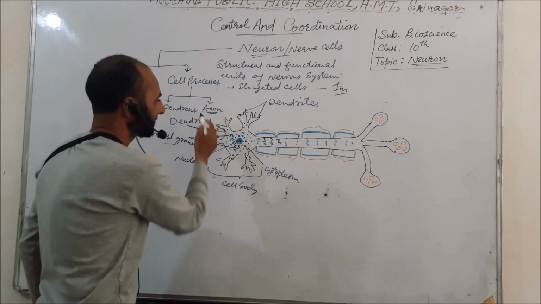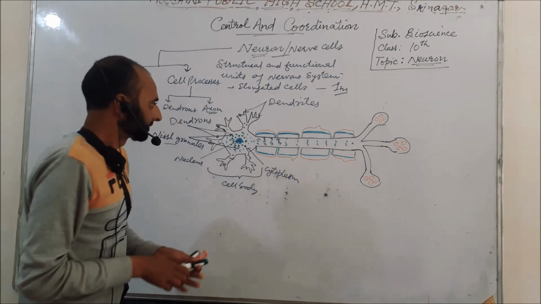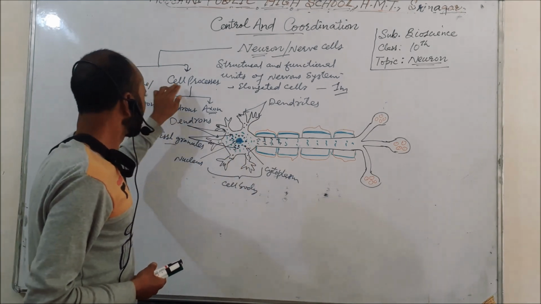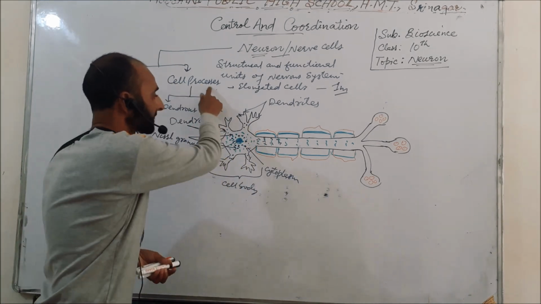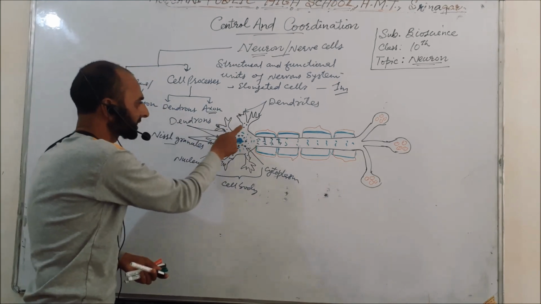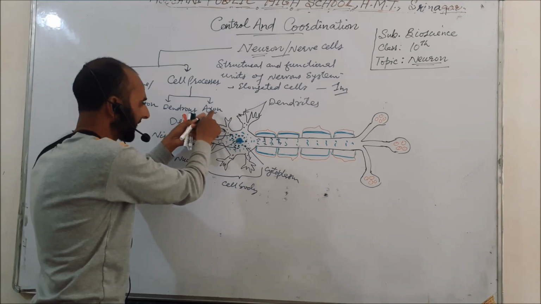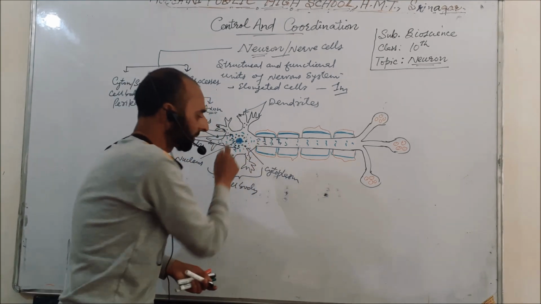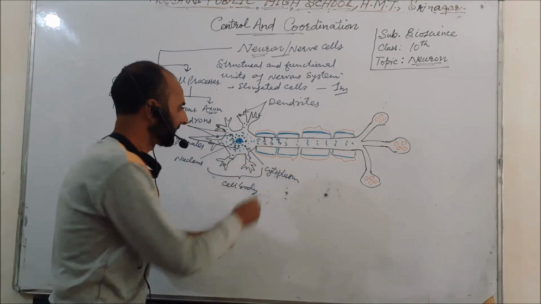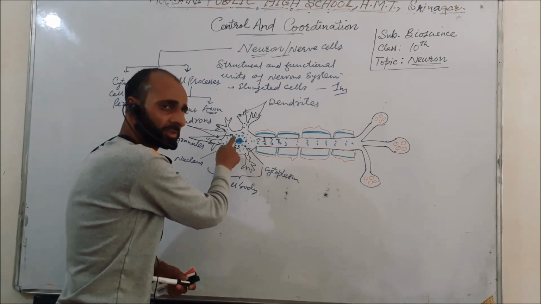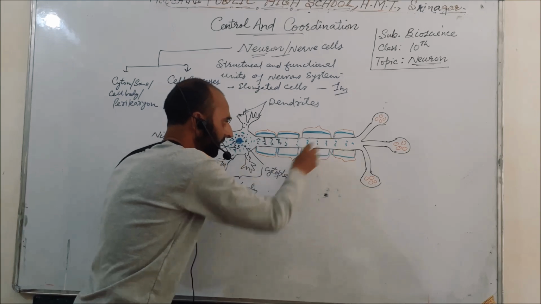Now this is the axon. I have said that the first part is the cell body, and the second part is the cell processes. Cell processes have two types. Dendrons, these are the dendrons, and its branches are called dendrites, and the second process, the axon. It also arises from the cell body. This is another long branch which also arises from this cyton, the cell body, but it has uniform diameter.